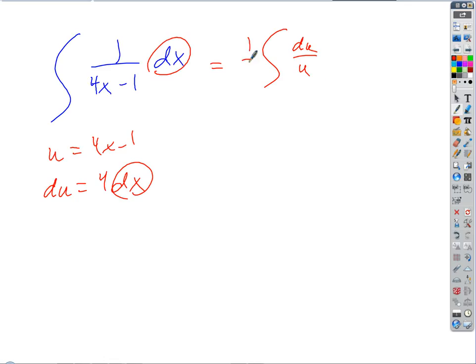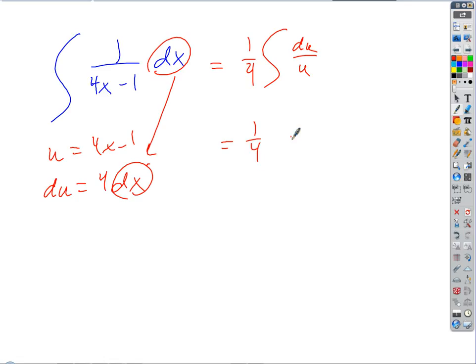1/4 du. Put the 1/4 out front. Really what we've got here is just a dx, so we divide both sides by 4. What we've got in our substitution is a du over 4. We'll pull the 1/4 out front because that's constant, and then it looks like a standard form, doesn't it?